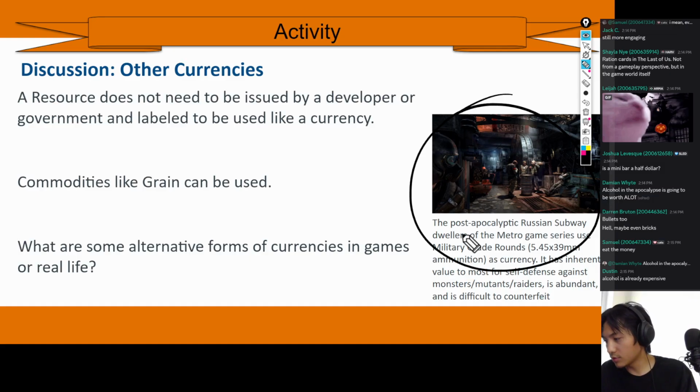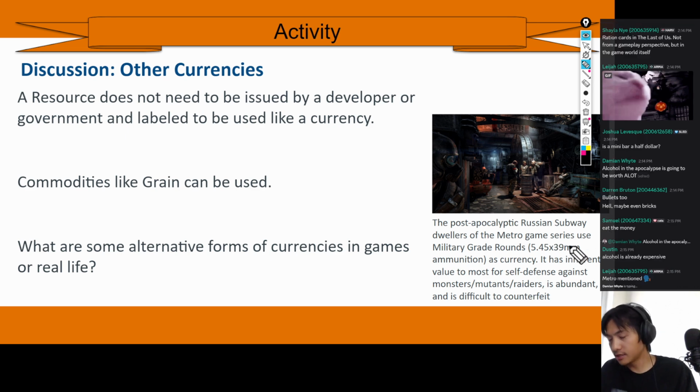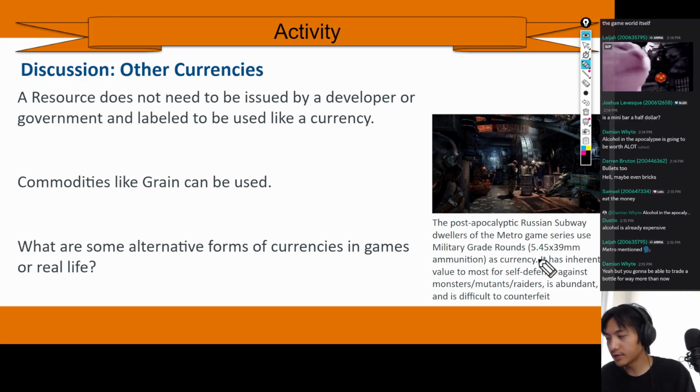There's an example of a game here. There's a game called Metro, set in a post-apocalyptic Russian subway system. Above ground there's a whole bunch of horrible radiation and mutant creatures and weird stuff going on, strange anomalies. So everyone lives below ground, and instead of money, the people, the society that lives underground, they trade in bullets. Specifically, a certain type of bullet.